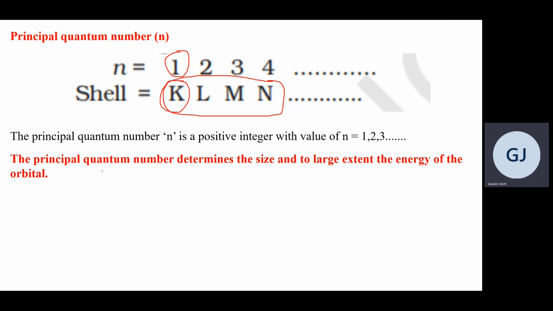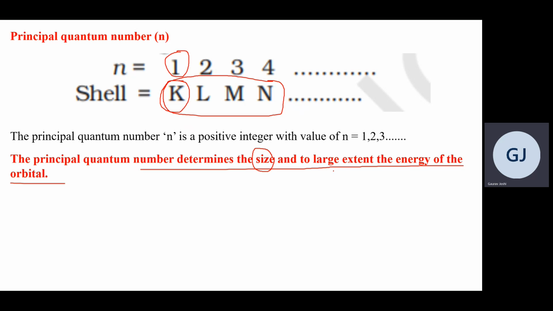The principal quantum number determines the size and, to a larger extent, the energy of the orbital. See how it determines size: as the number n increases, for example 1, 2, 3, 4, the shell number increases. Basically, the size of that atom will increase.